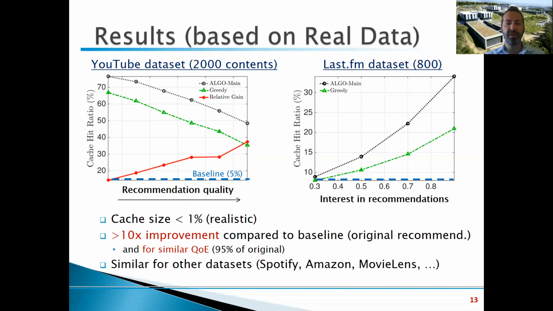Maybe just one number that I want to quote is that we managed to get up to 10x improvement compared to a baseline. What is the baseline? The baseline is basically a recommendation algorithm that was doing the original recommendation, what YouTube would think in the first data set, without trying to favor cached content. And to do that, we have used a number of real data sets, either ones that we found and pre-processed, or some that we collected ourselves. These data sets give you these similarity distances, based on which you can make these recommendations.